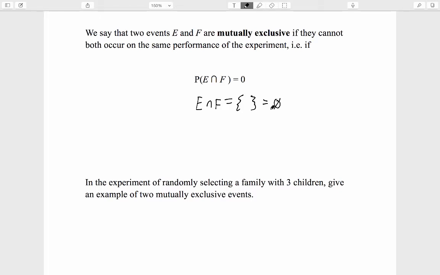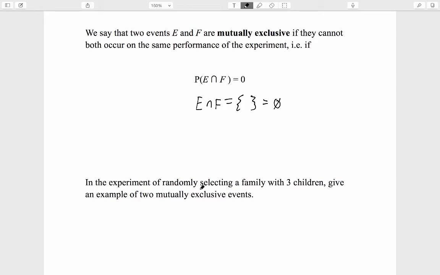You may have wondered, back when we defined the empty event, why it made sense to even talk about such an event. This is why it makes sense to talk about such an event. We would like to have a way of talking about E intersect F as an event, even when there's nothing there, even when it's impossible for E intersect F to occur.